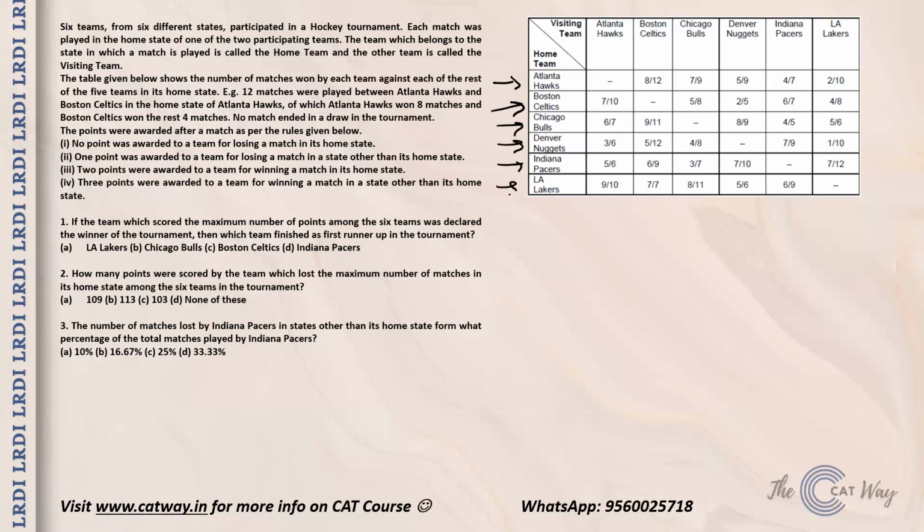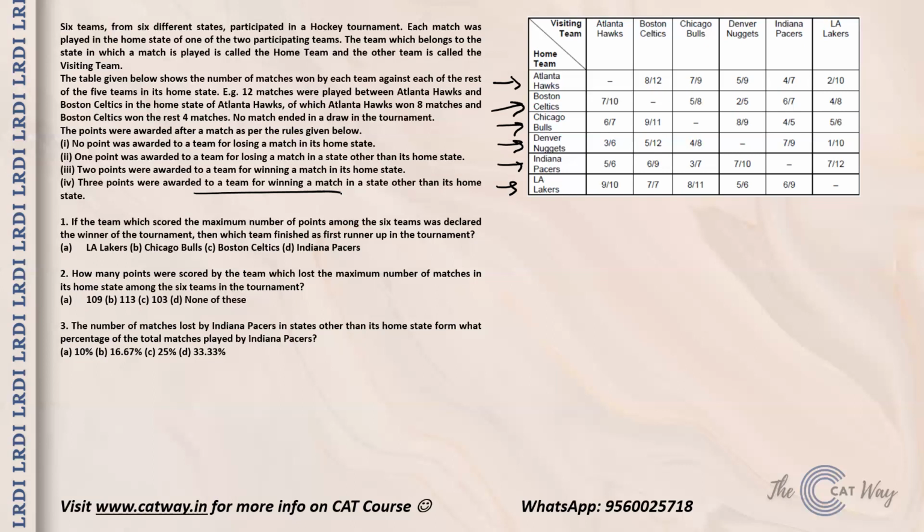Then the points were awarded as per the following rules. No point was awarded to a team for losing a match in its home state. Fair enough. Now, 1 point was awarded to a team for losing a match in the state other than its home state. So, if you lose a match in the other team's state, you still get 1 point. Now, 2 points were awarded to a team for winning a match in its home state. If you win in your home state, you get 2 points, and 3 points is what you get if you win in the other team's home state, right? So, this is what we have.